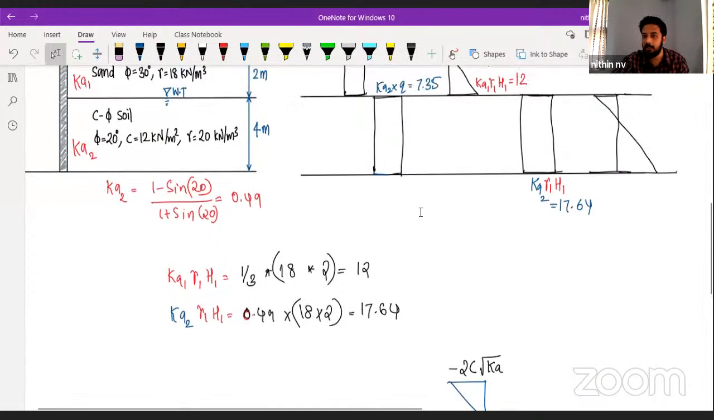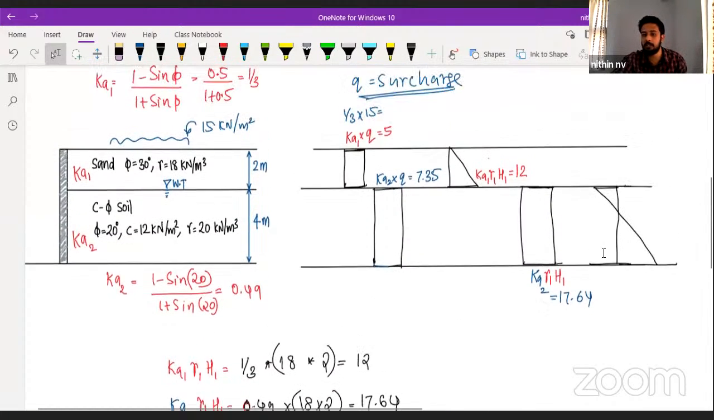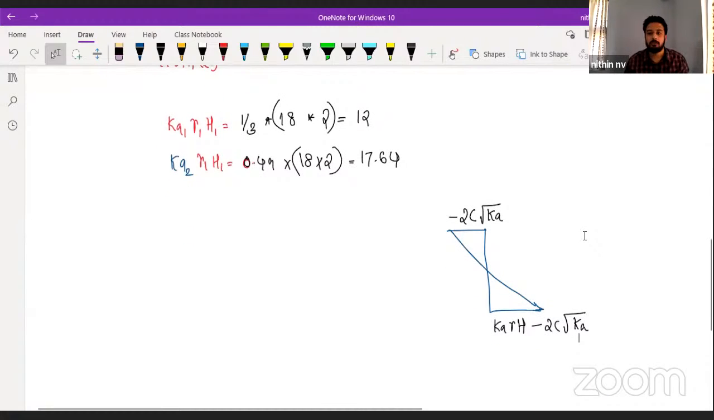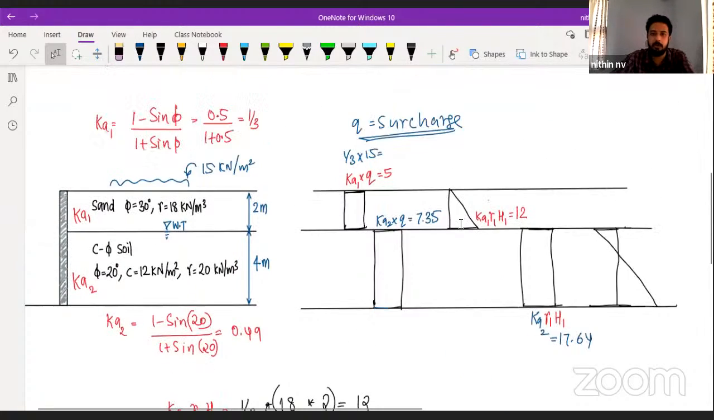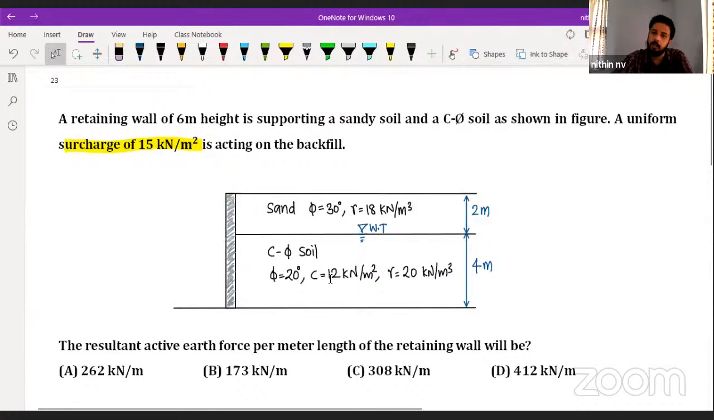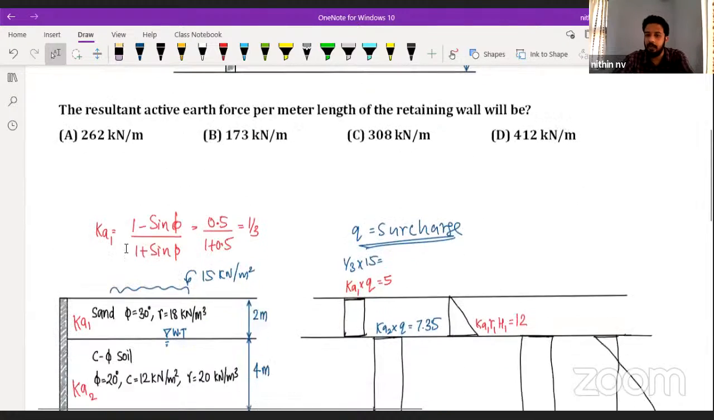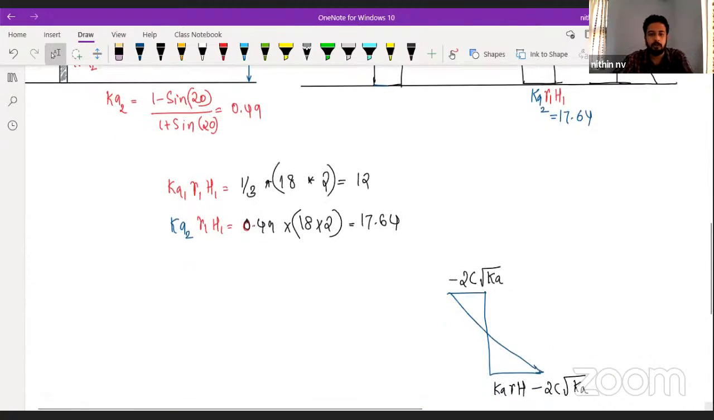So you just calculate what is happening in the top layer as well as in the bottom layer. Is the coefficient value given in the question? The coefficient value is given, c is 12, and the Ka value will be 0.49. So calculate and tell me what is happening in the top layer. Minus 2 into c, which is 12, into root of 0.49 will give a minus value. How much is that minus value, guys? Is it 16.8 minus?